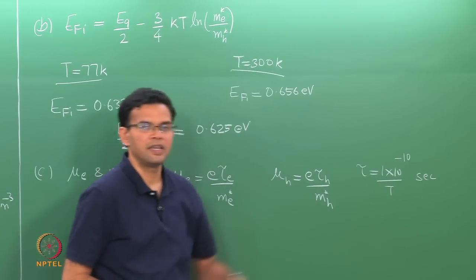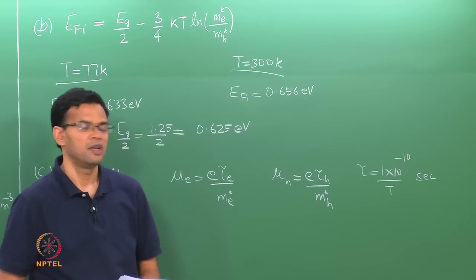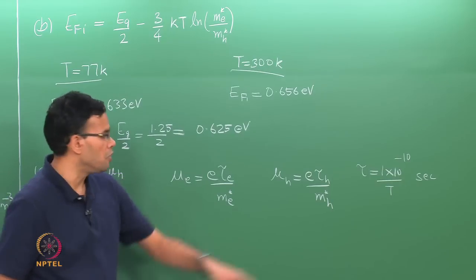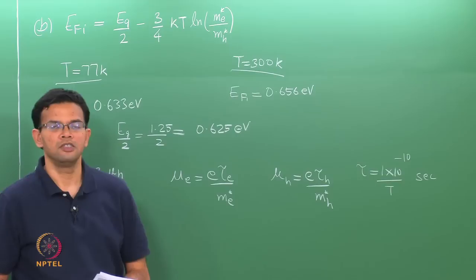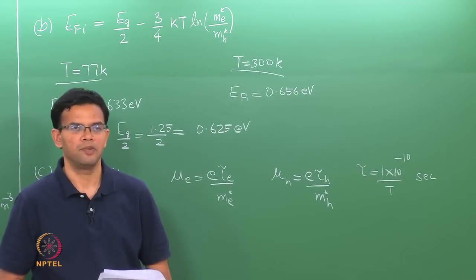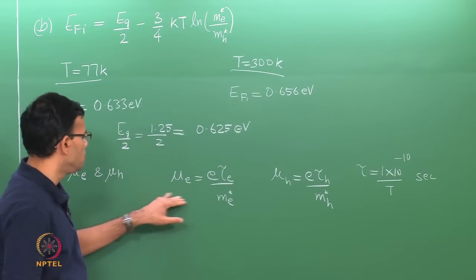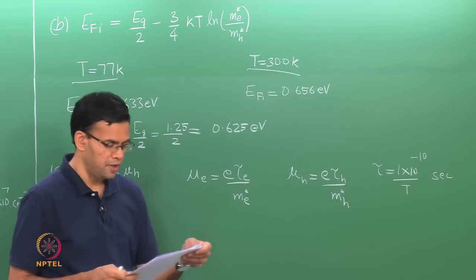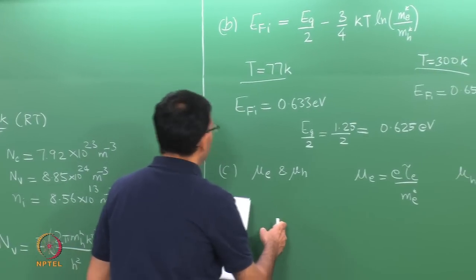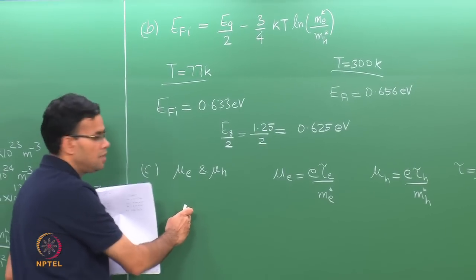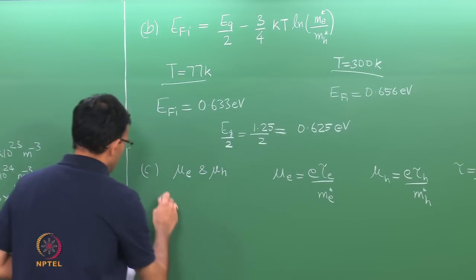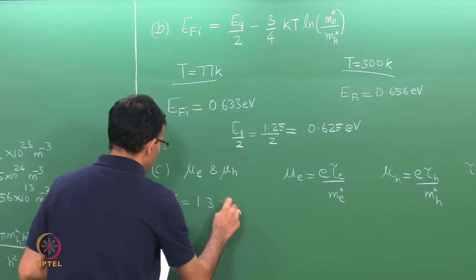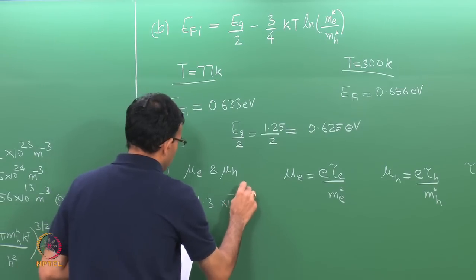So, once again we can calculate the values of tau. In this particular question, tau e and tau h are both the same, because we do not distinguish between electrons and holes. We only say it depends upon temperature. Once we calculate tau, we can go ahead and calculate mu E and mu H and get it for the two different temperatures. So, let me again write down, this side is 77 Kelvin, this side is 300 Kelvin. So, tau if you calculate is 1.3 times 10 to the minus 12 seconds.